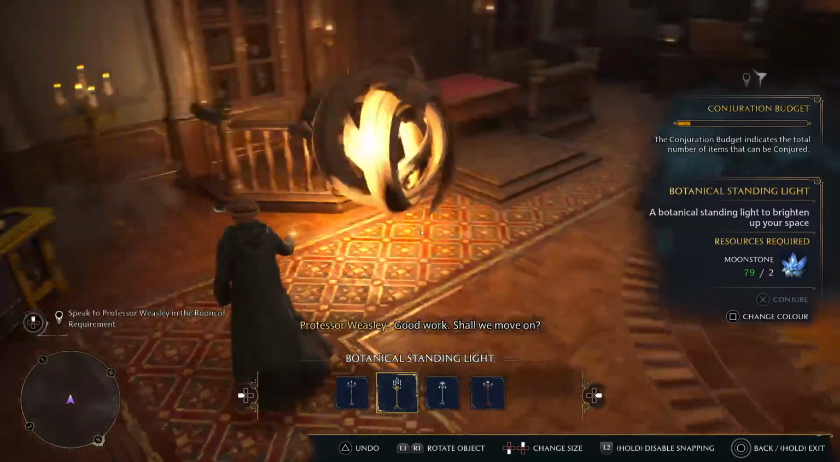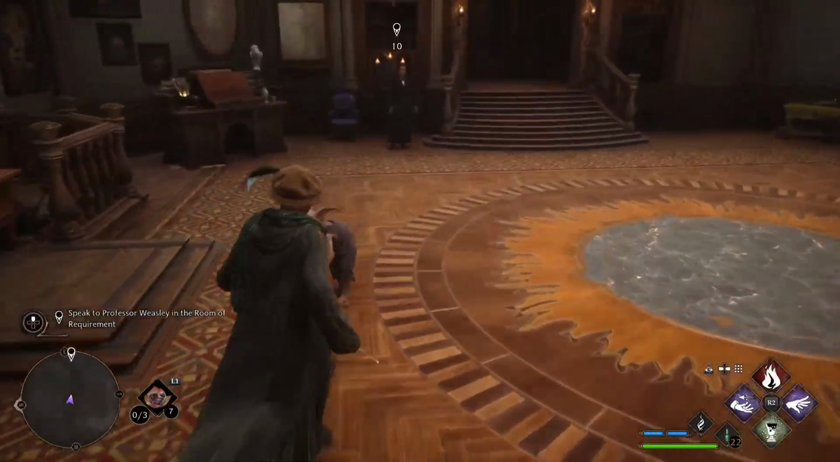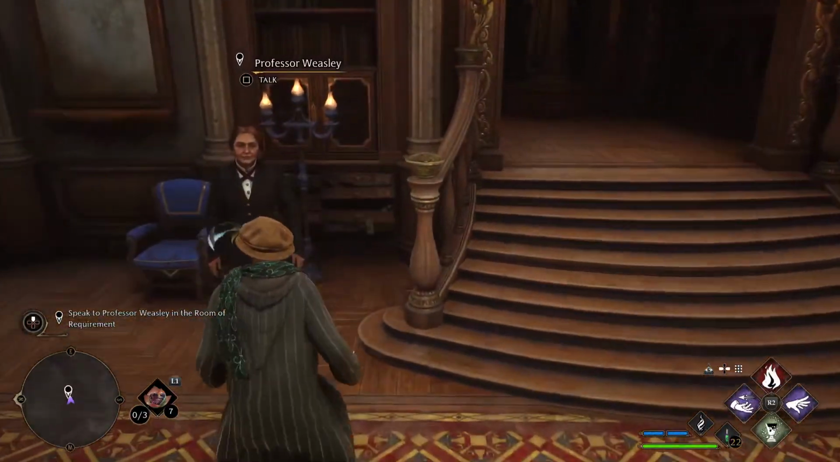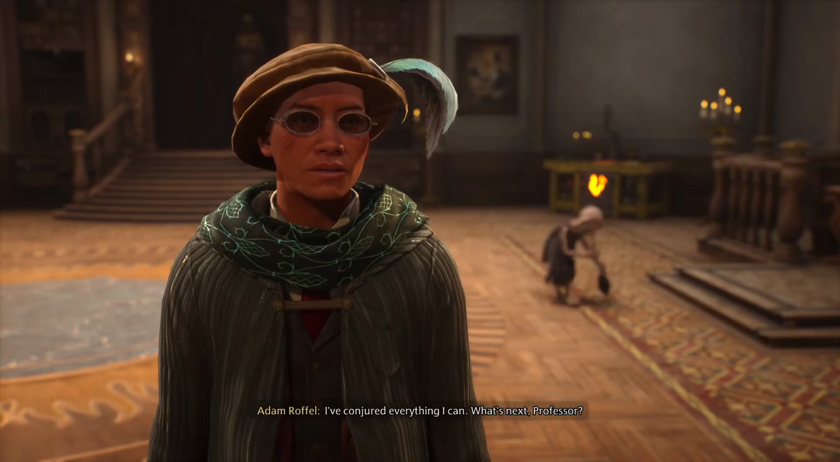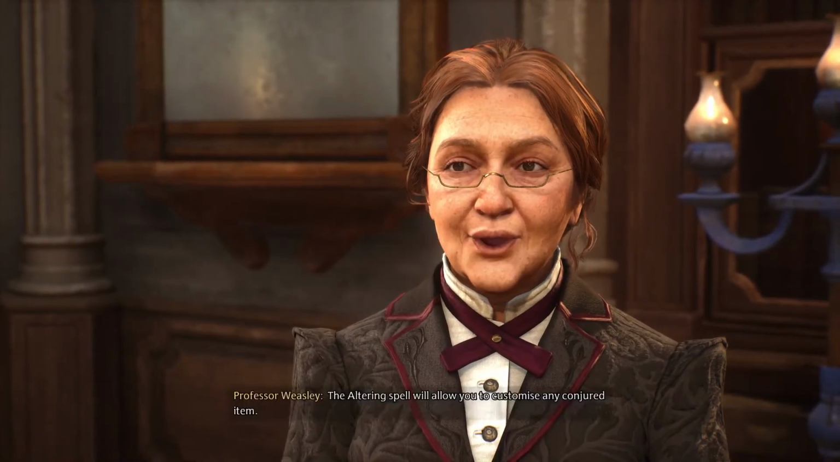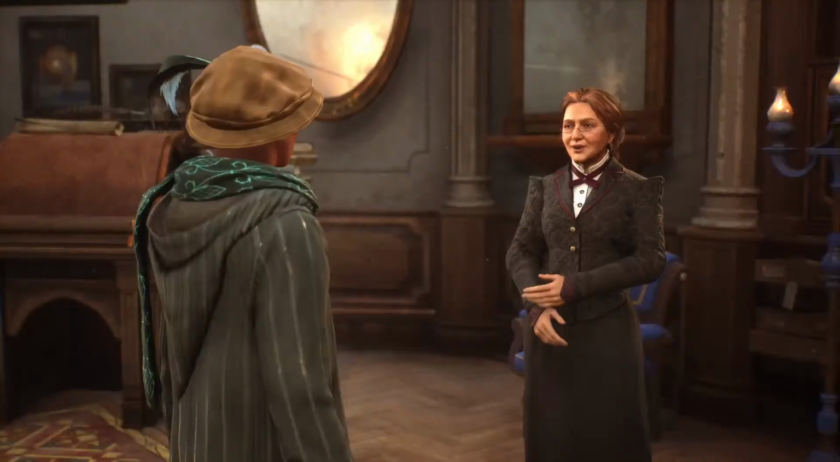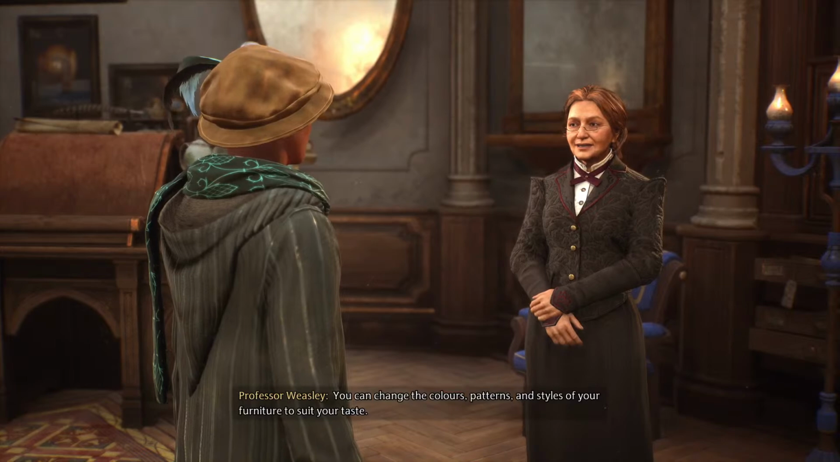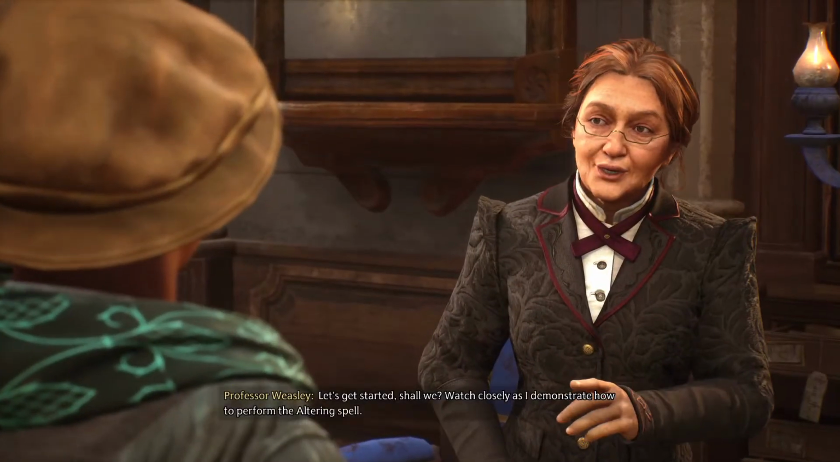Good work. Shall we move on? I've conjured everything I can. What's next, Professor? I think you're ready to take on alteration. The altering spell will allow you to customize any conjured item. You can change the colors, patterns, and styles of your furniture to suit your taste. Let's get started, shall we?